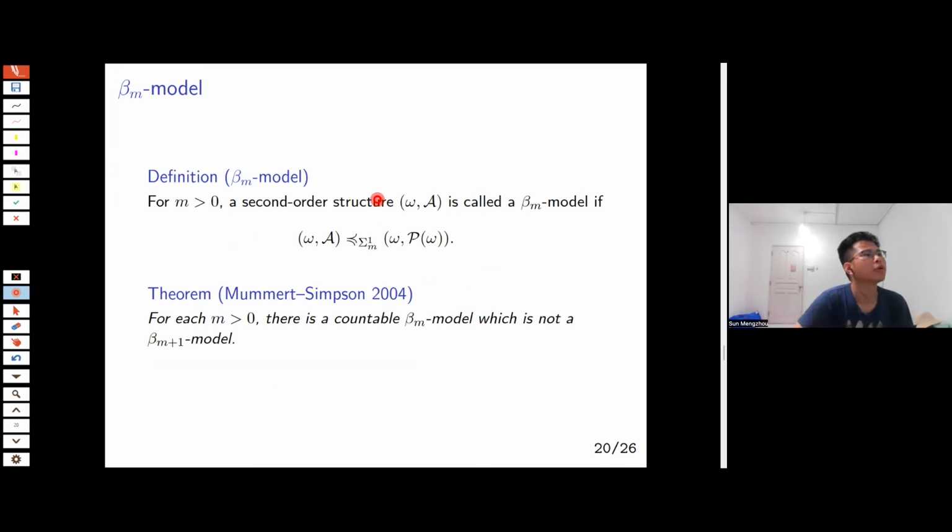It's called the beta M model. A second order structure is called a beta M model if it is a sigma 1 M elementary substructure of the power set of omega. And Mummert and Simpson proved that these beta M models form a hierarchy. So for each M greater than 0, we can have a beta M model which is not a beta M plus 1 model. So if we use our correspondence, we can get a cofinal extension where the elementarity can fail at each specific level.